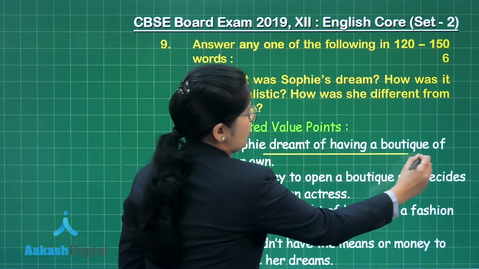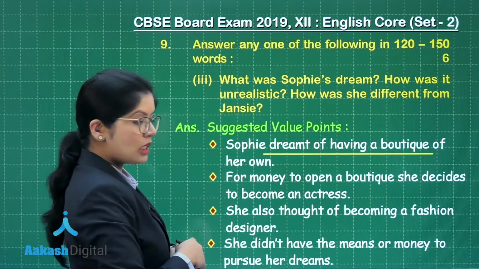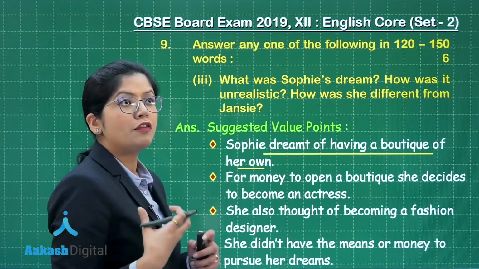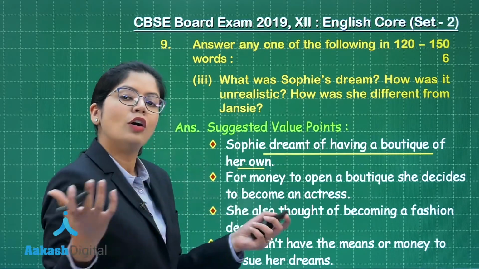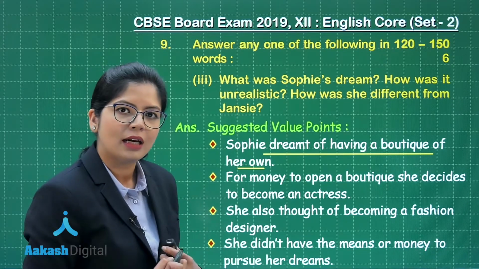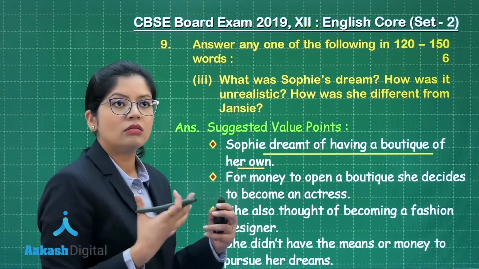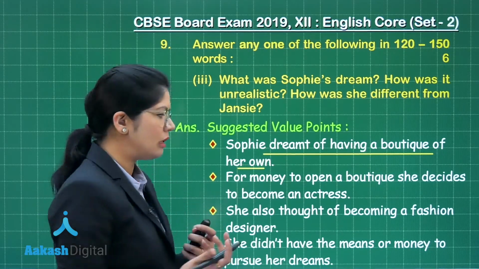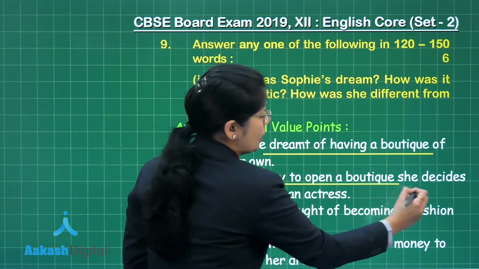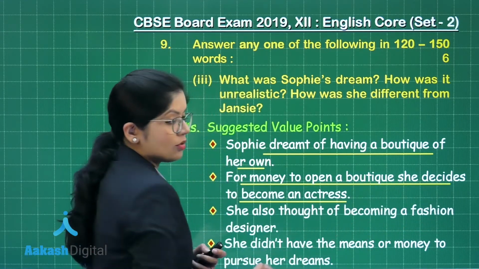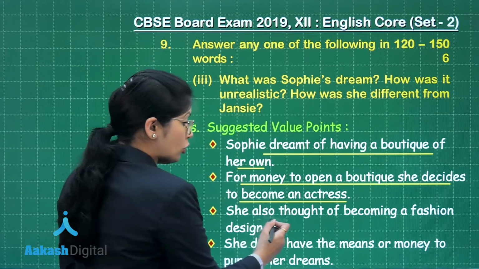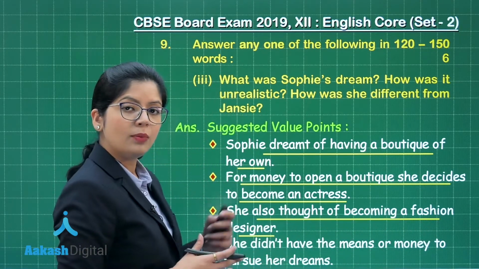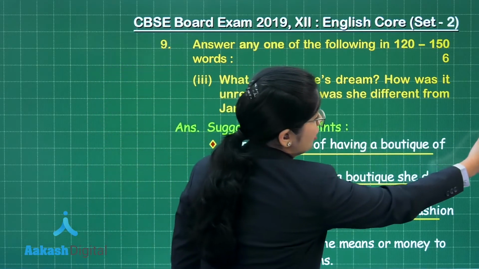What did Sophie dream of? Sophie dreamt of having a boutique of her own. Since she was a sort of wavering person, she looked at a lot of options without really being in the practical world. Mostly her dreams were futile, or for that matter her dreams were unrealistic. For money, to open a boutique, she decides to become an actress at the same time. She also thought of becoming a fashion designer. It really didn't matter to her whether all these dreams sounded real or not.